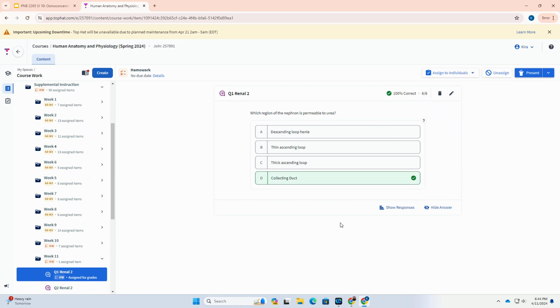Nice. Would that mean it's also permeable in the descending limb? No, it's only permeable in the collecting duct. That was a good question. So it can go right through in the collecting duct, but it needs, I think it's a channel, some sort of protein to help it enter the filtrate in the descending loop.